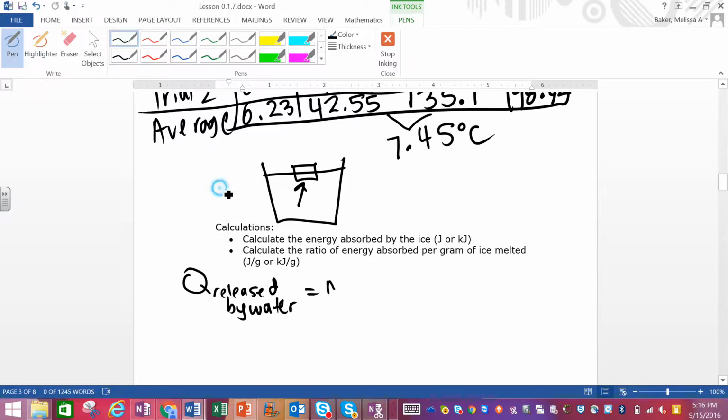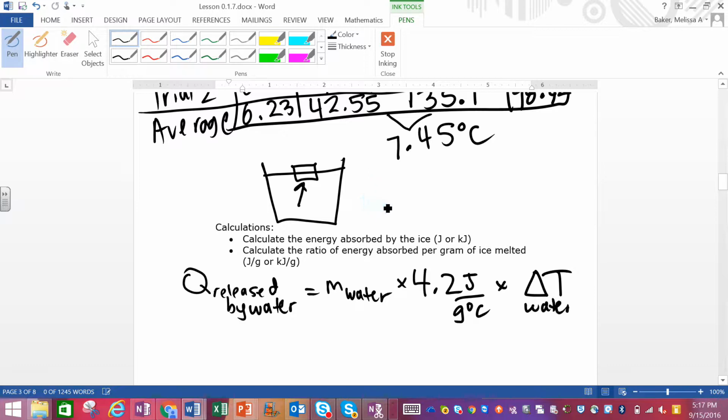So let's review our formula. Mass of the water multiplied by the specific heat for water, which is 4.2 joules required to heat 1 gram 1 degree Celsius, multiplied by the change in temperature of the water, will let us know how much energy.